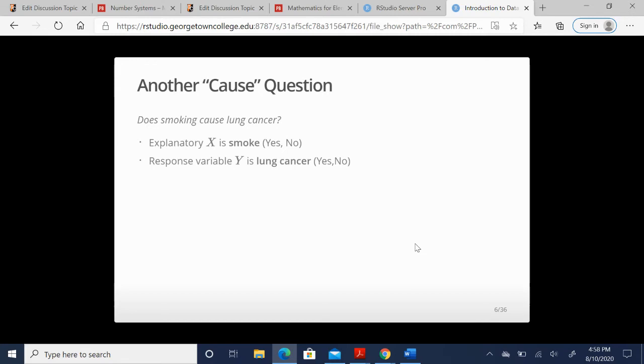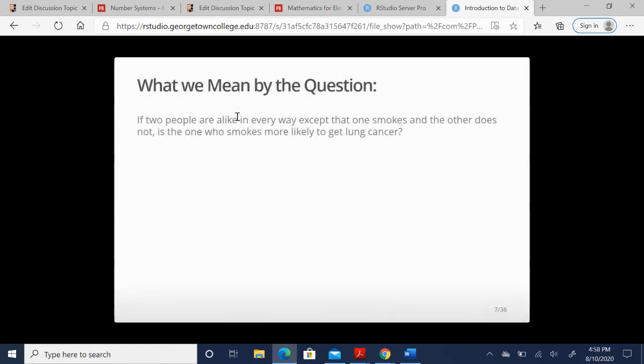Okay. Explanatory, of course, is smoke. Does someone smoke? And the response variable is, do they have lung cancer? So both of these are categorical variables the way they're stated. The smoke is the explanatory, because if we're trying to study this relationship, we're asking, does the smoking cause the lung cancer? So independent and dependent in that relationship here.